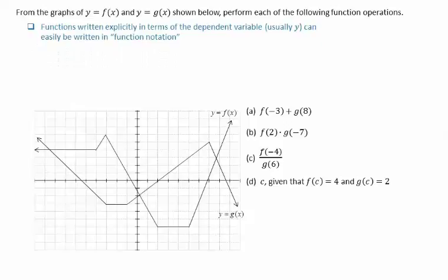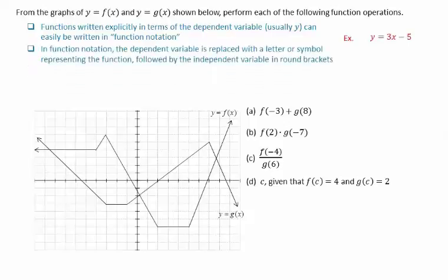Functions that are written explicitly in terms of the dependent or output variable, typically y, can easily be written in what we call function notation. As an example, let's consider the equation y equals 3x minus 5. Note that the y variable here is isolated, or by itself.